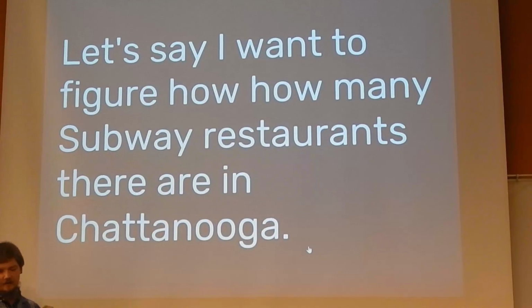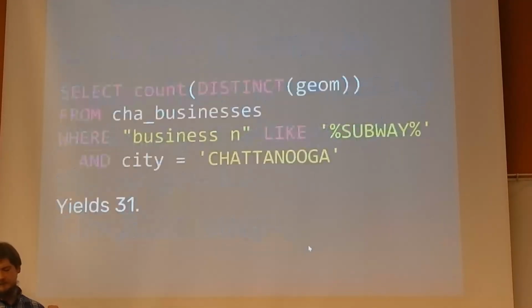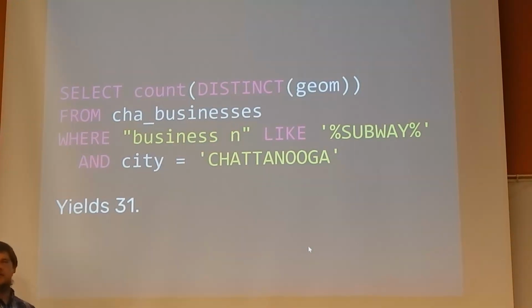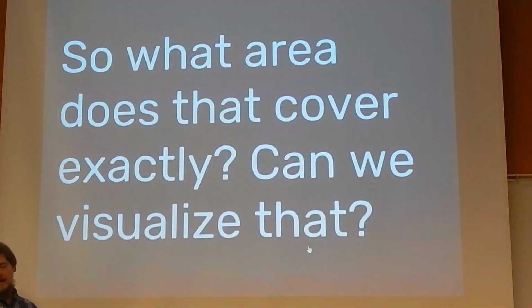I want to do a fun example inside PostGIS. Let's say I want to figure out how many Subway restaurants are in Chattanooga. I took the business data from Chattanooga, and I was kind of curious how many Subways there are. There's 31. It's a lot of Subways. There's a reason for that: it's super cheap to start one up. So that's why you see more of them. There's 31 actually.